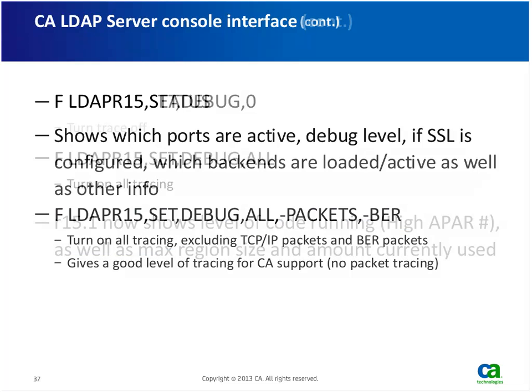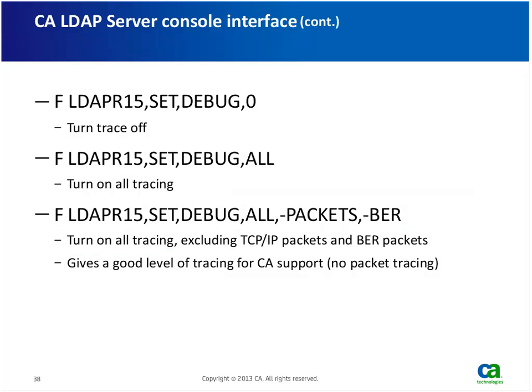You can dynamically modify debug on the fly. In case there's any issues, you can do a set debug 0 to turn it off, debug all to turn on all tracing, or if we need something in between, we can say, for example, all minus packets minus BER, and that gets a subset of tracing. Really, the tracing is not documented. It's not intended for you to use to try to debug problems. It's meant for our CA support. So support would work with you in setting what debug level is needed to resolve a particular problem, should you have one.